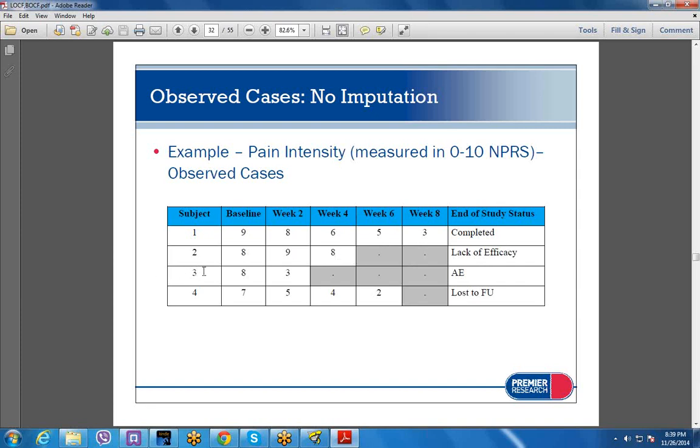Then coming to the third patient, initially 8, then second week it became 3, but he experienced some adverse event, some side effect. Then he stopped the medication. So the data for the next 4, 6 and 8th week will be blank only, missing only.